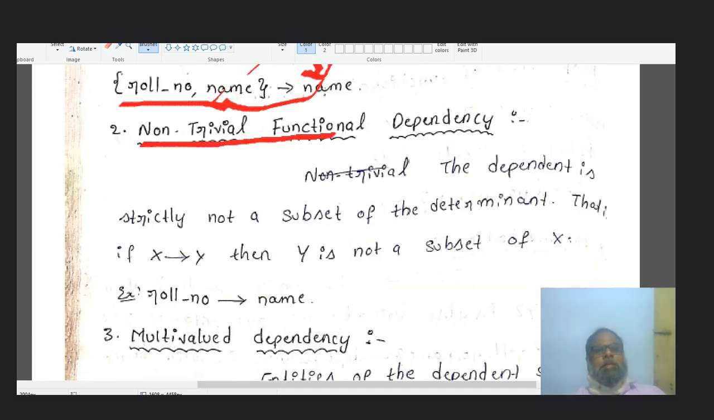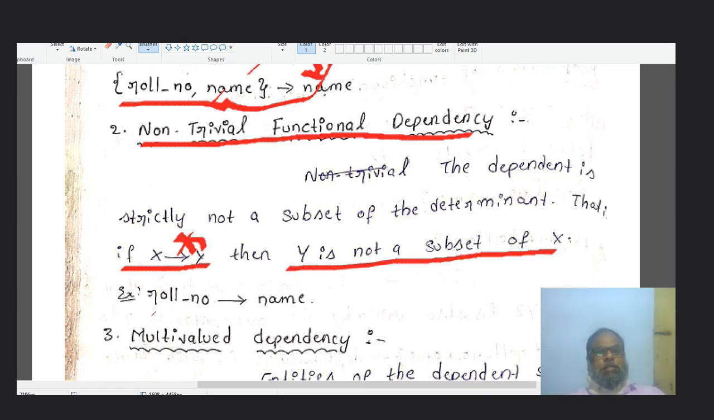Non-trivial functional dependency is where X arrow Y is a valid functional dependency and Y is not a subset of X. Then it is called a non-trivial functional dependency.